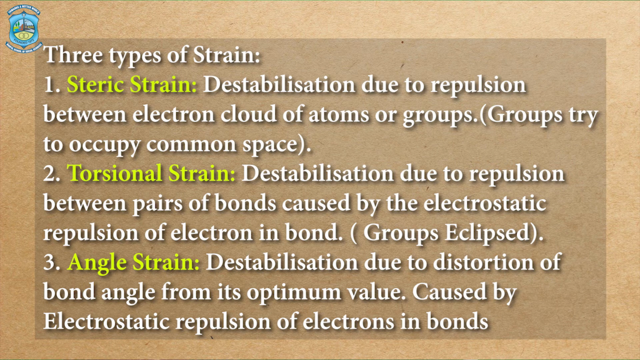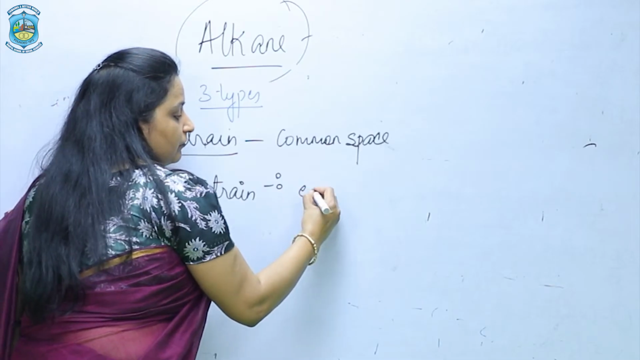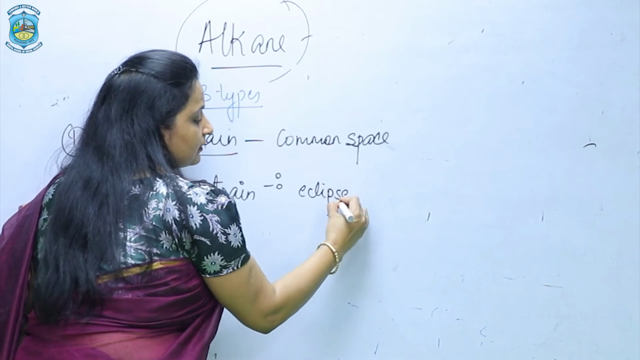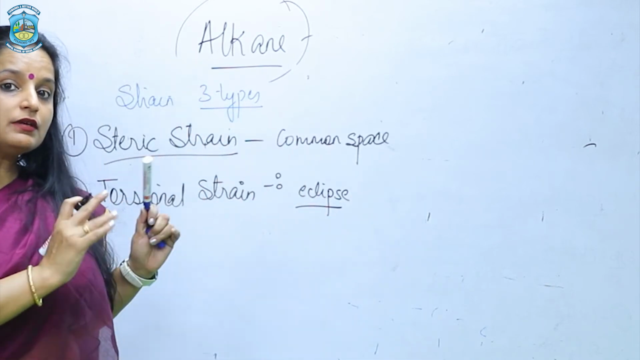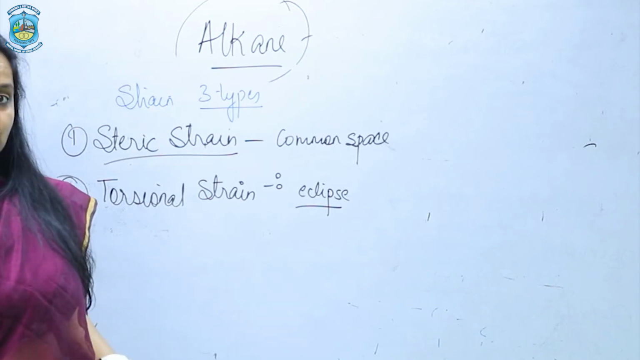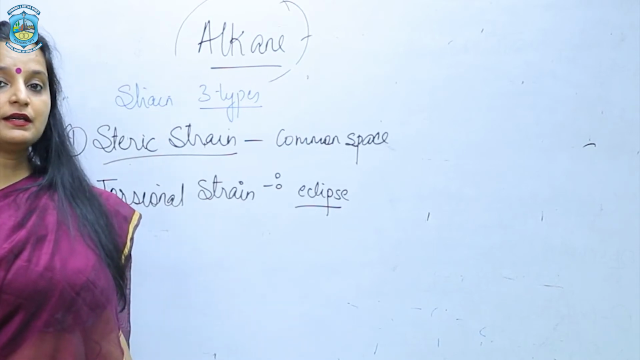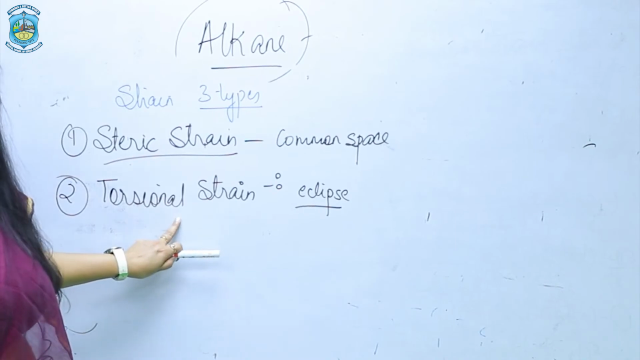We observe steric strain. The second type of strain is torsional strain, which is destabilization in the molecule due to the repulsion in its electron pairs, or in simple words I can say when there is eclipsing of groups like we have seen in the case of ethane. So, eclipsing causes torsional strain. Whenever there is eclipsing, there will be torsional strain.